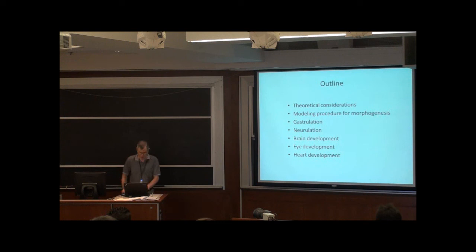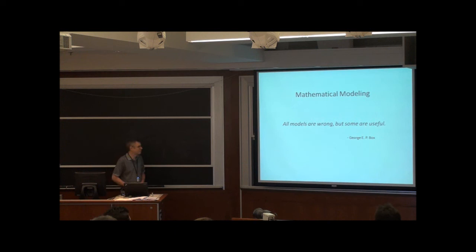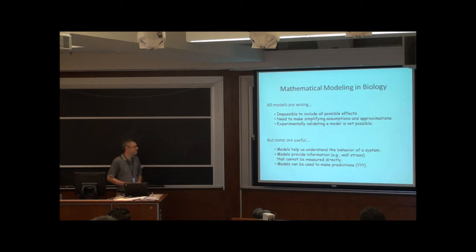So first let's talk a little bit about theory. Now, as the statistician George Box said, all models are wrong, but some are useful. This is particularly true in modeling of biological systems. Let's break this down a little bit. Why are all models wrong? It's really pretty obvious. Because in biology, it's just impossible to include all possible effects. And because of this, you have to make simplifying assumptions and approximations.